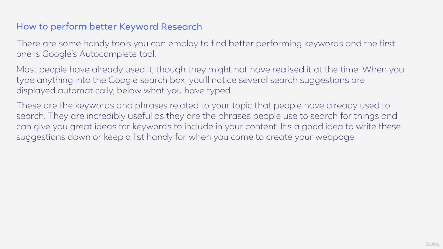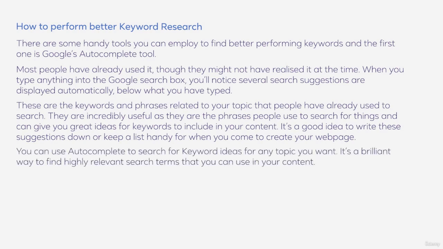They're incredibly useful as they are phrases people use to search for things and can give you great ideas for keywords to include in your content. It's a good idea to write these suggestions down or keep a list handy for when you come to create your webpage. You can use autocomplete to search for keyword ideas for any topic you want. It's a brilliant way to find highly relevant search terms that you can use in your content.